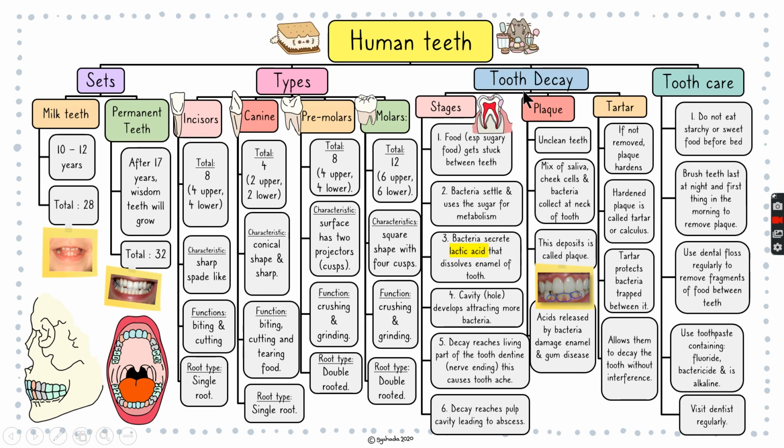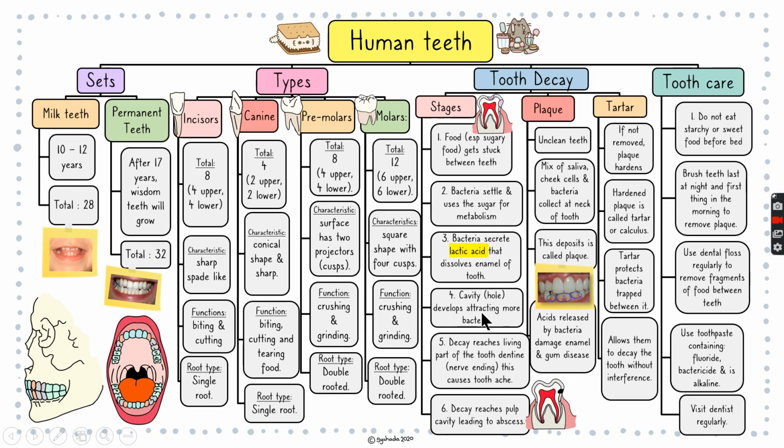Next up is tooth decay. The first stage of tooth decay is when food, especially sugary food, gets stuck in between your teeth. Then after that, bacteria will settle, using the sugar for their metabolism. So the bacteria will then secrete lactic acid, which dissolves the enamel, which is the outer, protective layer of the tooth. And this causes a cavity, aka the hole here.